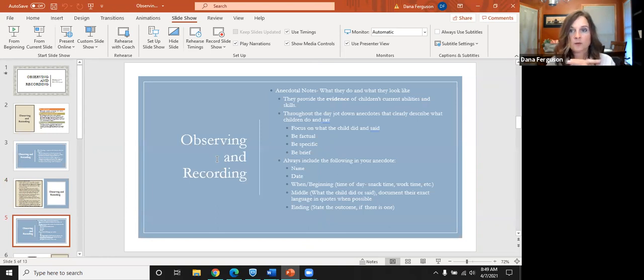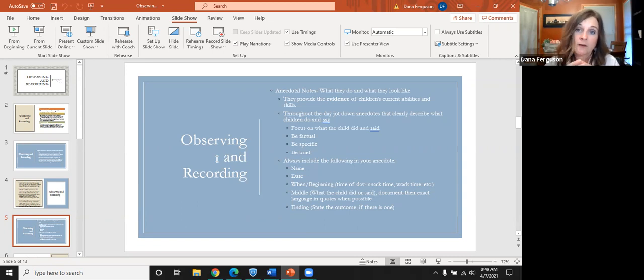So let's talk for a minute about anecdotal notes, what they do and what they look like specifically. Anecdotal notes are my favorite type of observing and recording. I think they're the most relevant, the most effective, the most helpful in recording the true developmental stage of the children. So they provide the evidence of the children's current abilities and skills.